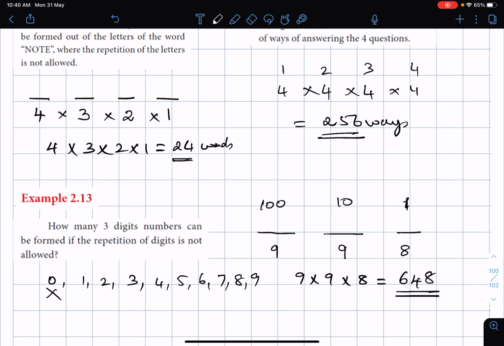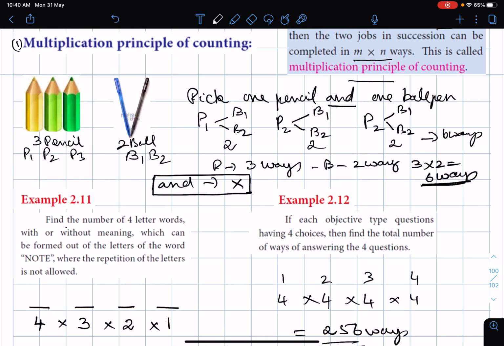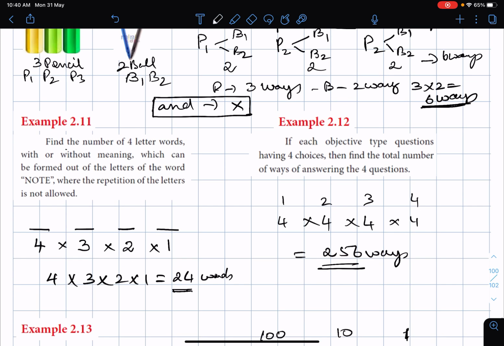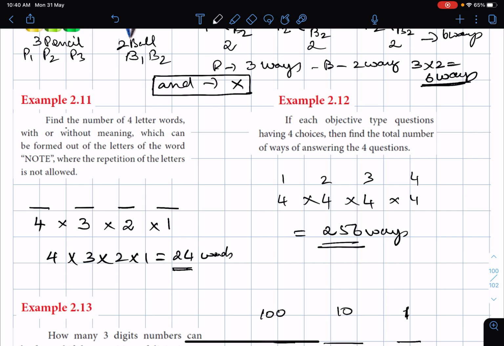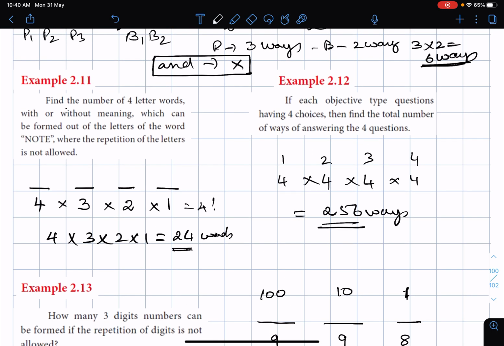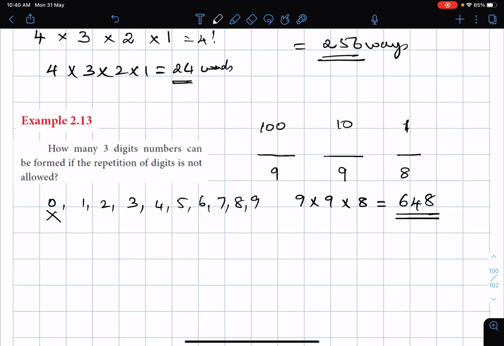So I hope this explains our multiplication principle of counting. You just multiply the number of ways. This is applicable when repetition is not allowed. So this is almost like the factorial. This is nothing but our 4 factorial. And here also, actually this is 10; in 10, 0 is deleted, so you get 9. Otherwise this is also our factorial. I think this explains it clearly. I have explained clearly. Thank you.